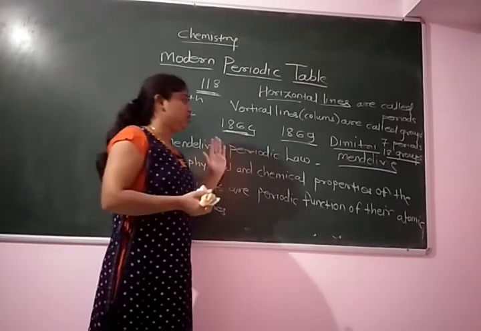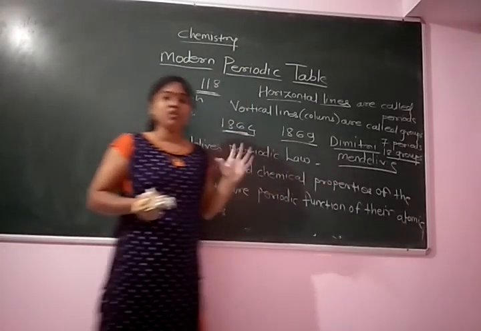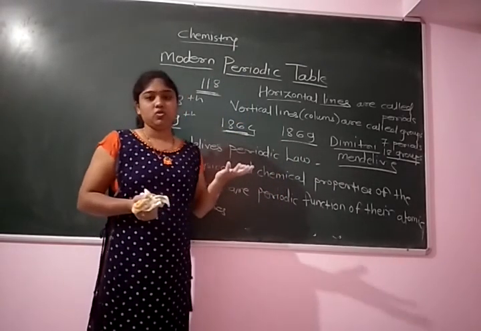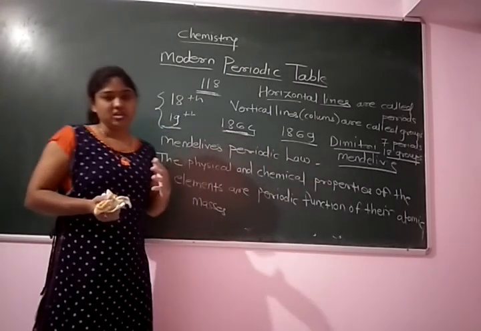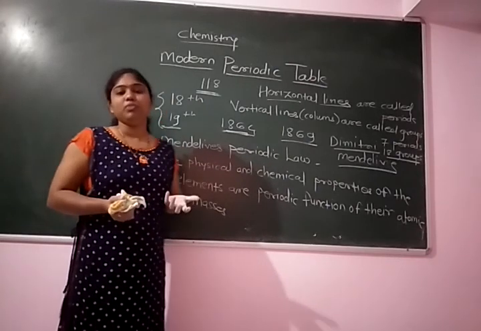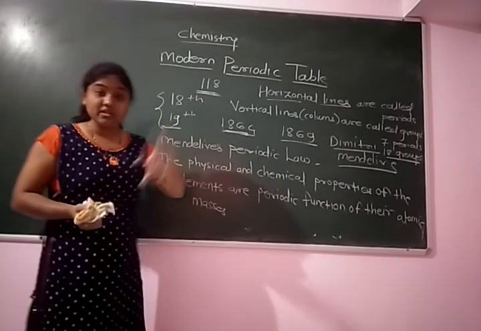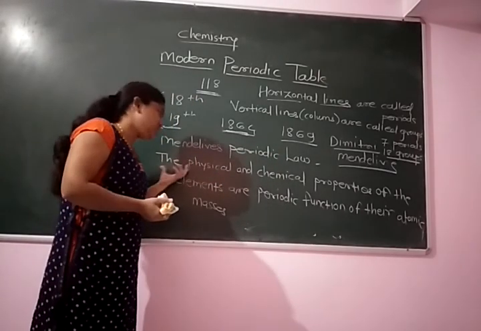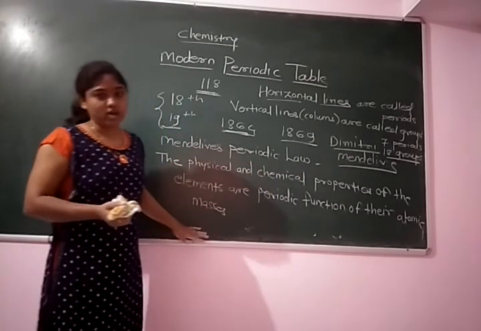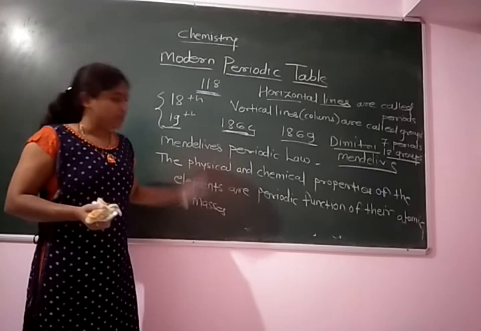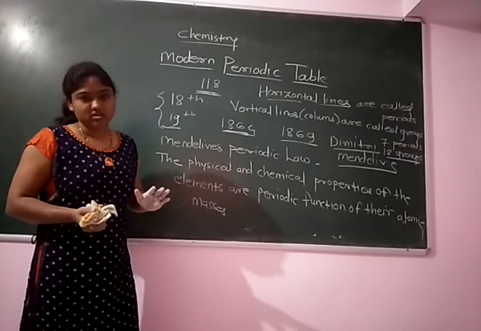After that, Russian chemist Dmitri Mendeleev came and arranged the elements in the increasing order of their atomic masses, and designed the new periodic table. Therefore this periodic table is called Mendeleev's periodic table, and he stated Mendeleev's periodic law: the physical and chemical properties of the elements are a periodic function of their atomic masses.